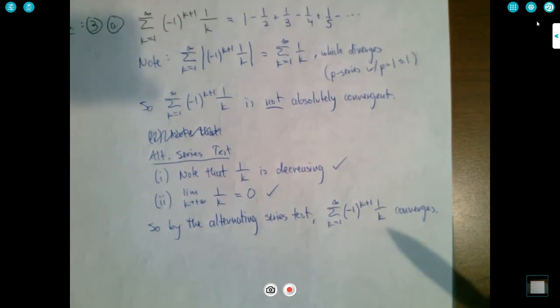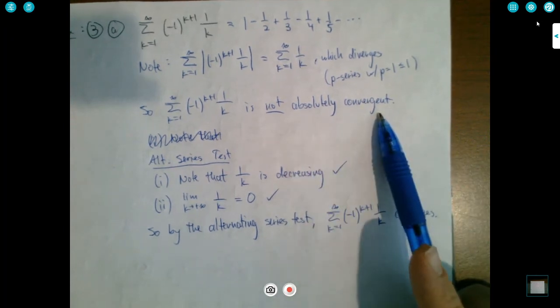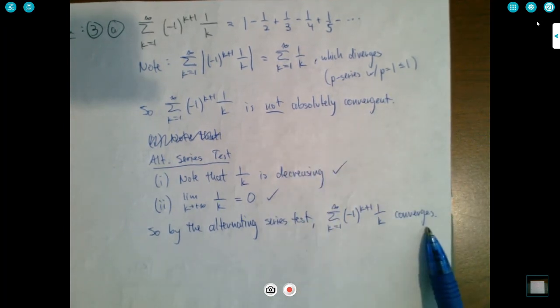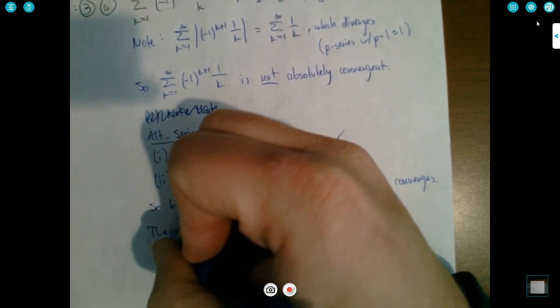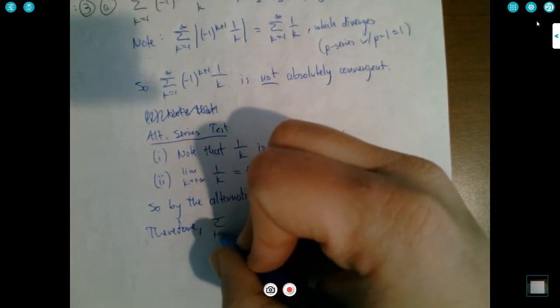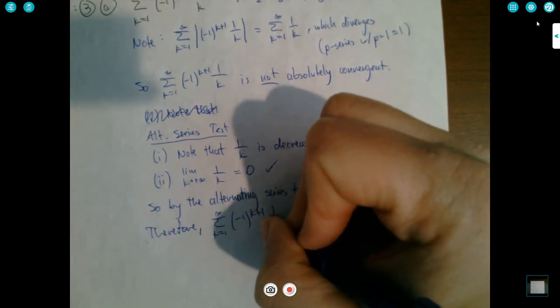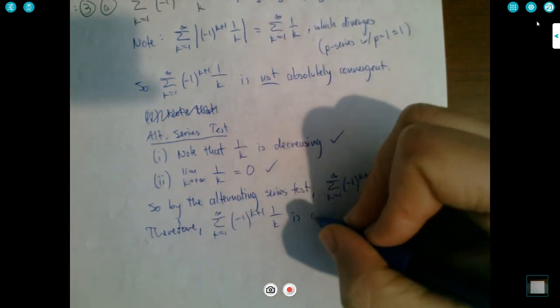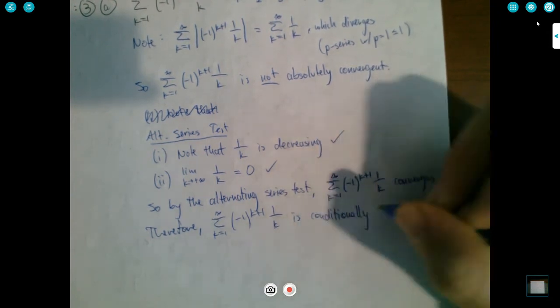Okay, so what do we have? We have a series that's not absolutely convergent, but that is convergent nevertheless. And so we call this thing conditionally convergent, right? So we say, therefore, the sum from k equals 1 to infinity of negative 1 to the k plus 1 times 1 over k is conditionally convergent.